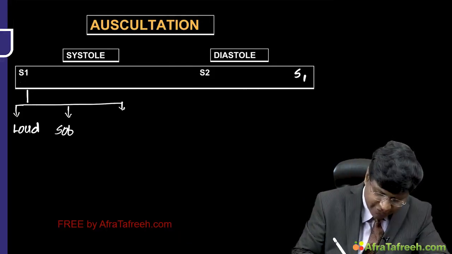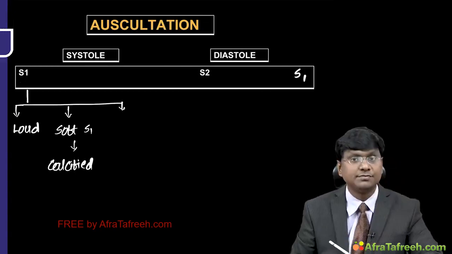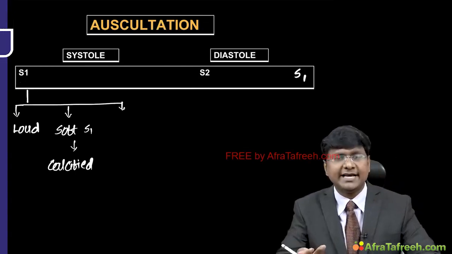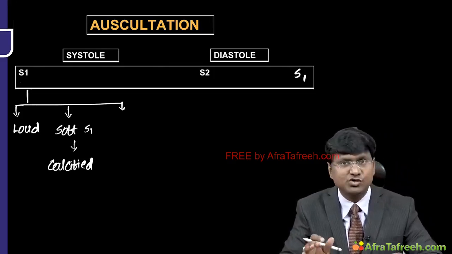But in what condition of mitral stenosis will you have a soft S1? The soft S1 is present in case of calcified mitral stenosis. Why? Because in calcified mitral stenosis, the valve mobility will be reduced, and thereby you will have a soft S1.